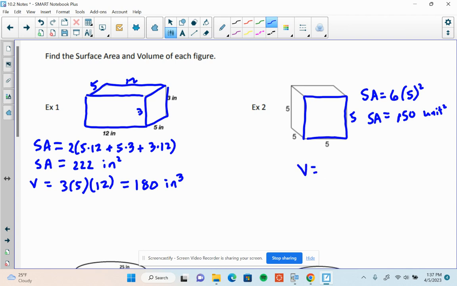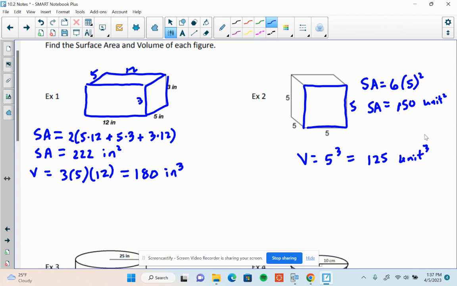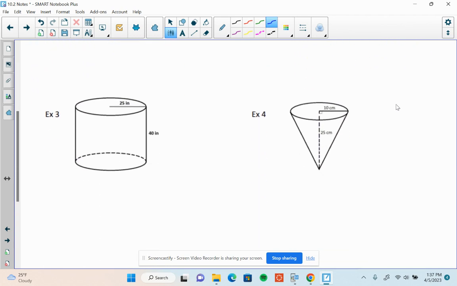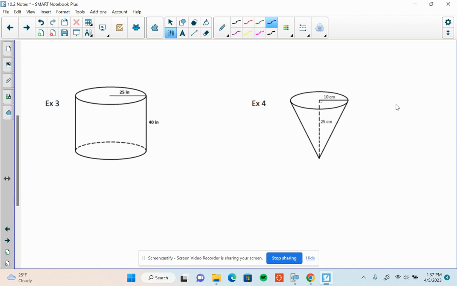Let's do a volume. The volume of this is going to be 5 times 5 times 5, or 5 cubed. Length and width and height are all the same, and that is 125 units cubed. All right. Example 3. You notice it's just a matter of using the formulas, making sure you have the numbers in the right places in the formulas.